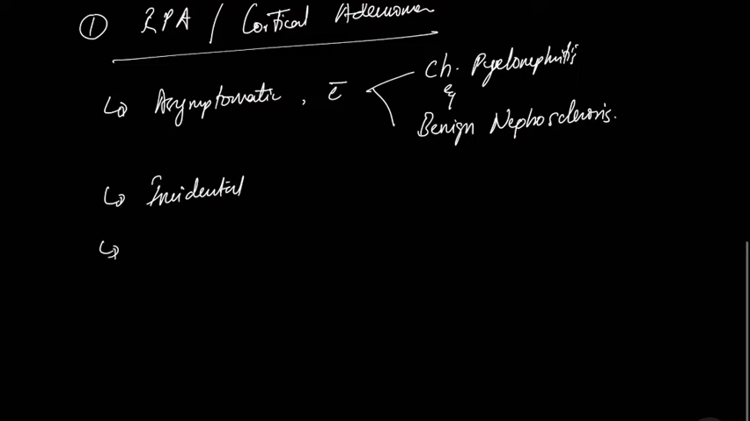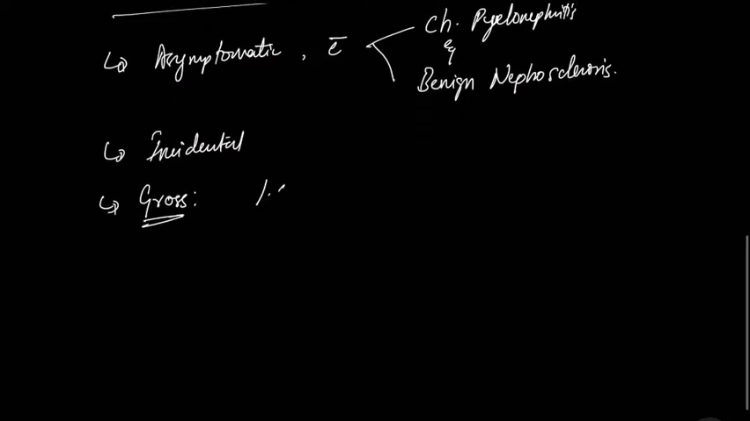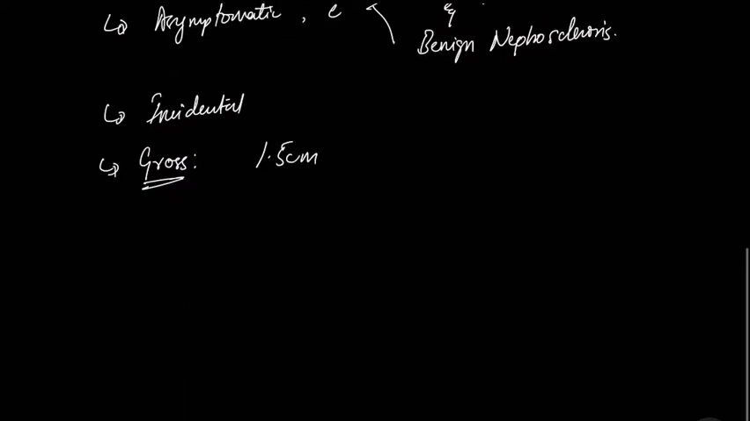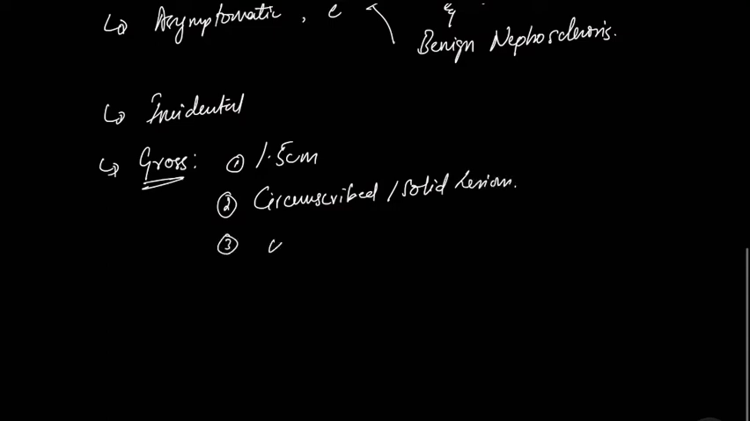Now let's come to its gross. We know the tumor is relatively small. It is about 1.5 centimeter in size. It is circumscribed, or solid lesions, and the cut surface of tumor is usually white to yellowish.